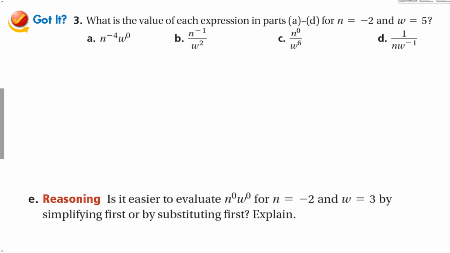So here are my values. n is negative 2, w is 5 for all of these expressions. Okay, now here's a nice little trick. If you see this, w to the 0 power, anything to the 0 power, even 5, anything to the 0 power just turns into a 1.